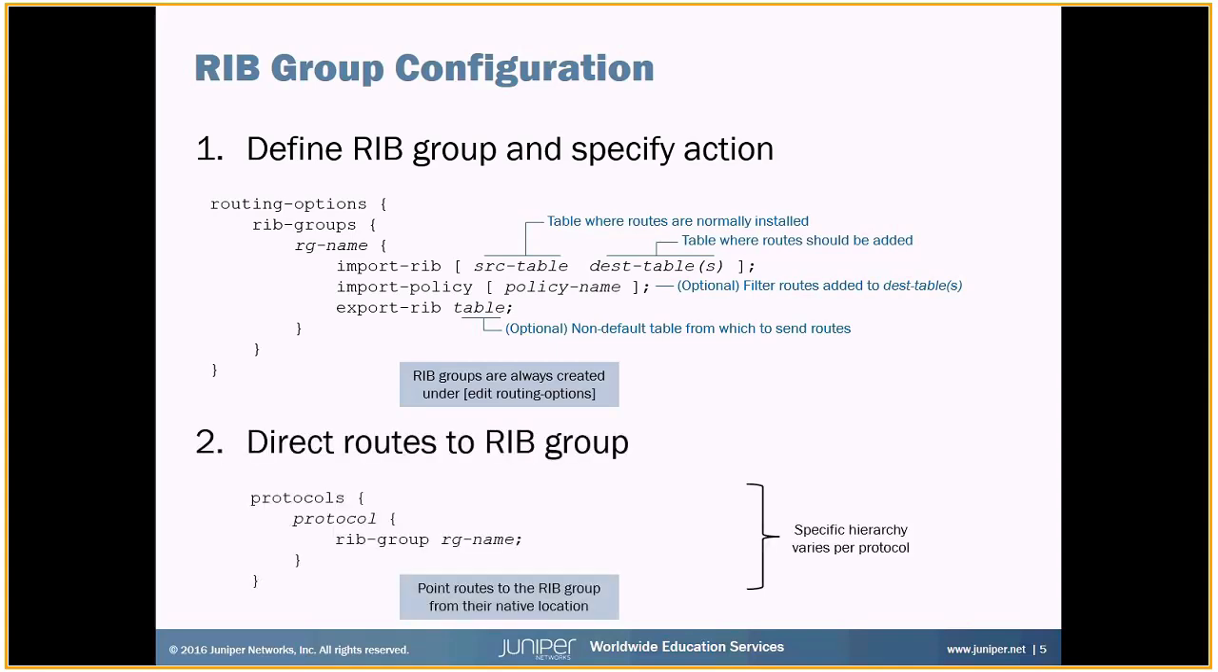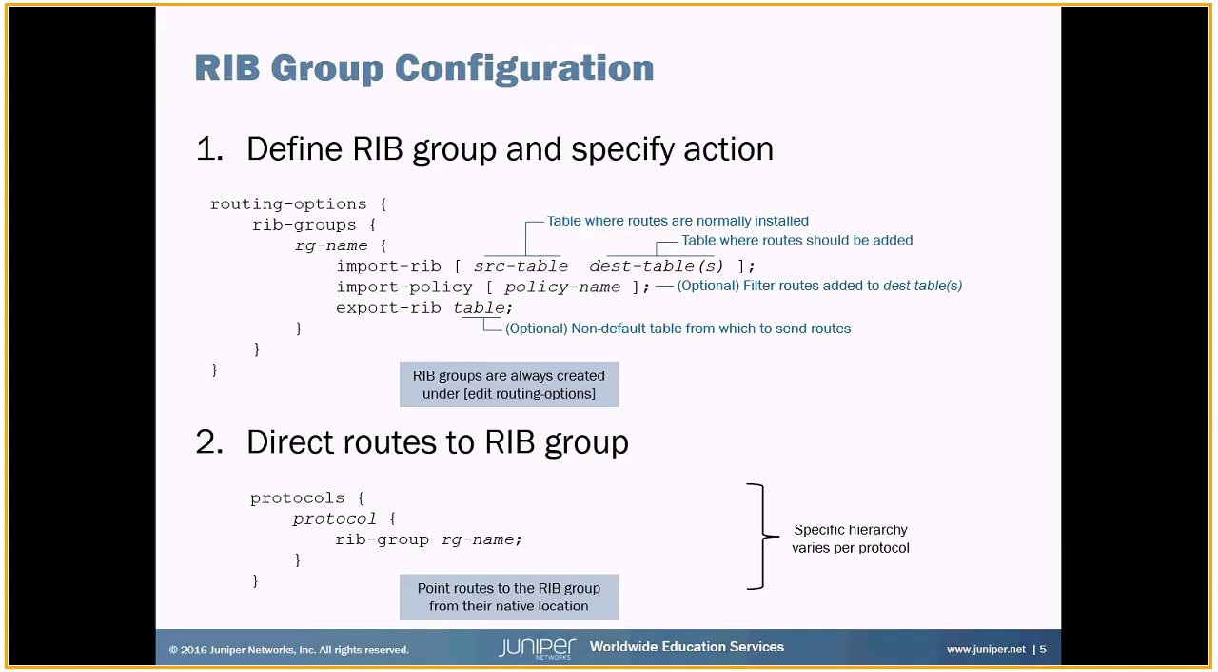The second step is to direct the routes from wherever they've been arriving on your device, so what protocol and what have you, into the rib group you defined in step one. There's a generic example here on the bottom. Under protocols, a given protocol, for example OSPF, looks a lot like this one. It might be protocols, OSPF. You simply specify the rib group statement and point those routes into the appropriate rib group that you defined above.